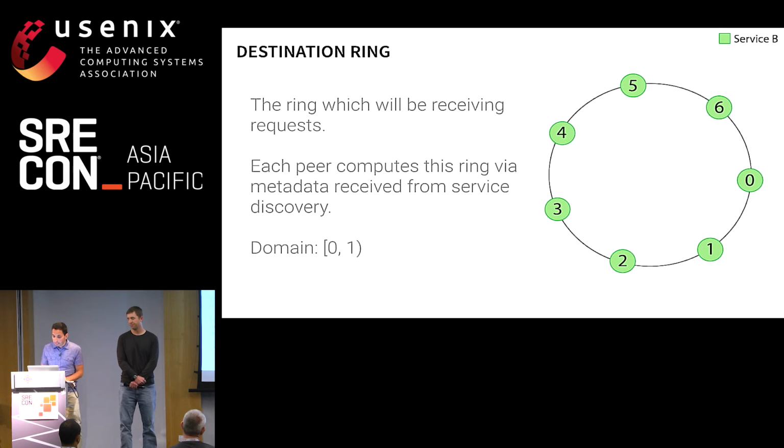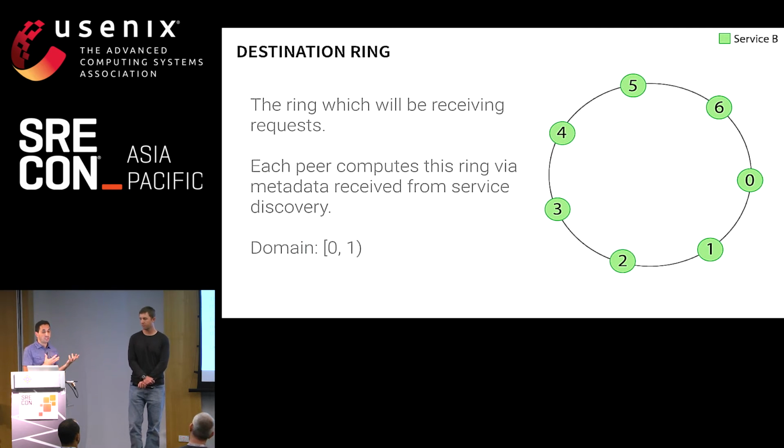So this is service B on the same ring model. In this context, we call it the destination ring because it's receiving load. Each peer ring computes this destination ring, and it has all the information to compute it from the service discovery system. So it has all the instances, and each instance again carries a little bit of metadata, like a unique ID, to be able to map them to the ring uniformly and deterministically. And because this ring also shares the domain 0, 1, we can compose the two rings.